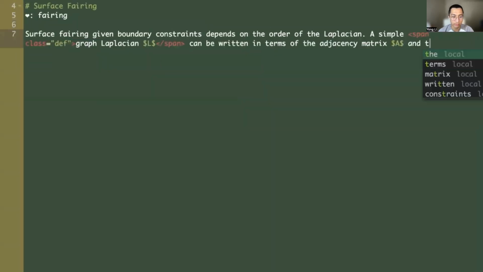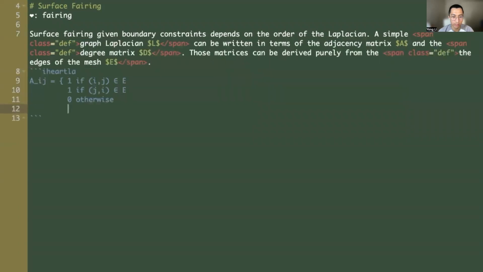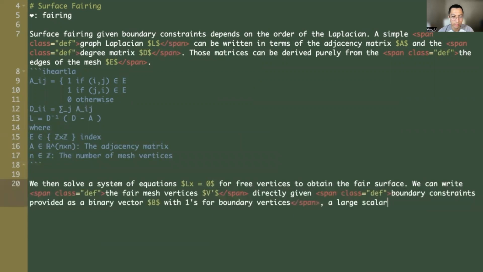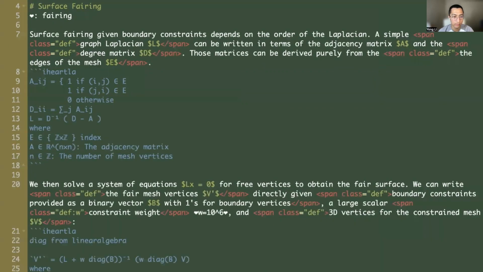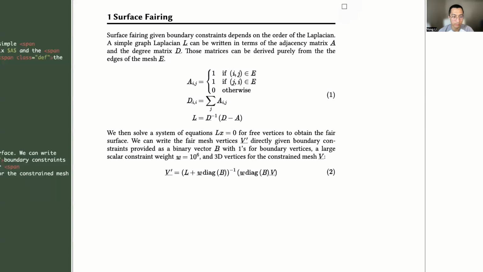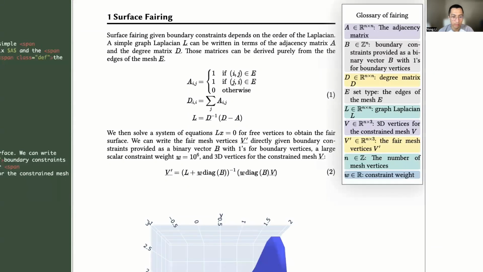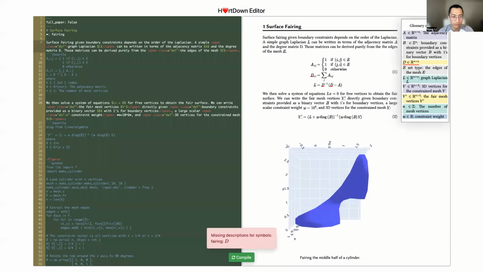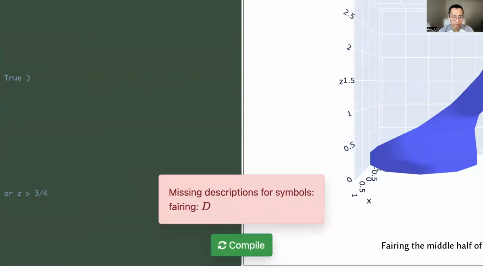rtDown is an environment for reading and writing scientific documents. Instead of writing formulas in LaTeX, you write them in rtLA. By compiling the math, rtDown augments the paper with clickable definitions and warns you when you've forgotten to describe a variable.